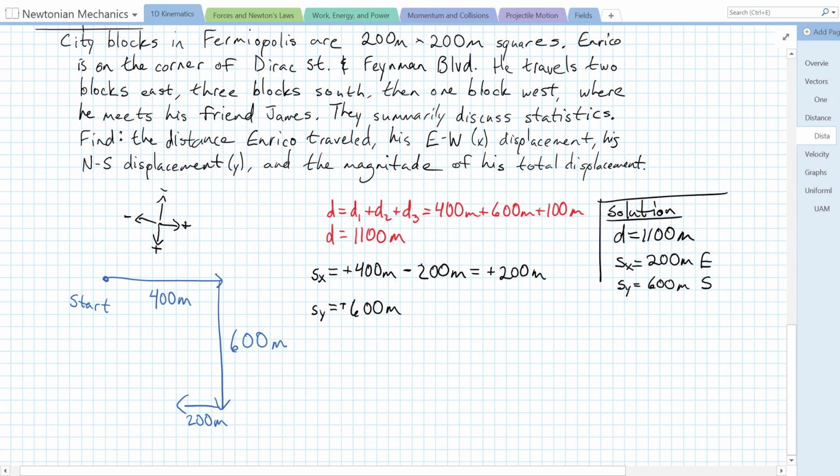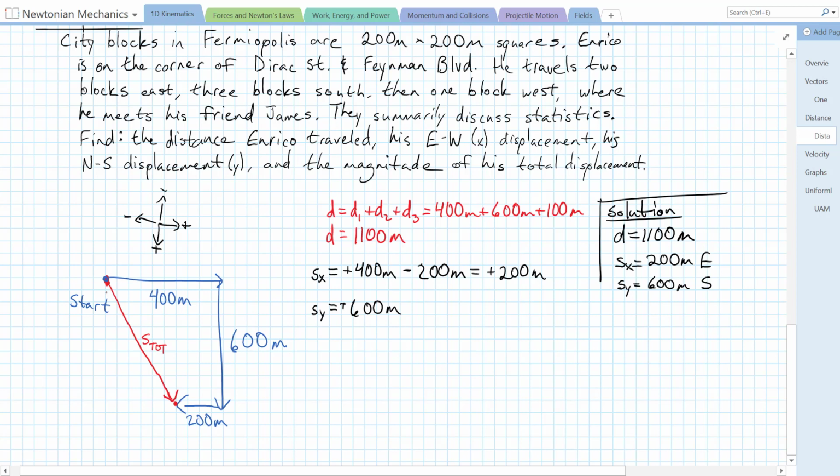The last question is the magnitude of his total displacement. Now, his total displacement is his overall change in position. So I'm actually going to go back to that diagram and draw my total displacement vector. If I started here and ended up right here, then my displacement vector is represented by this arrow right here. That's going to be our overall S total. And it kind of points in a weird direction. It's not east-west and it's not north-south. It's kind of southeast. But we can find the magnitude or the length of that vector just by using geometry.